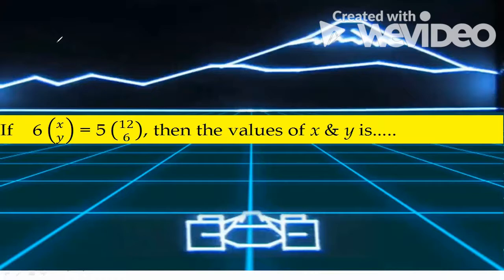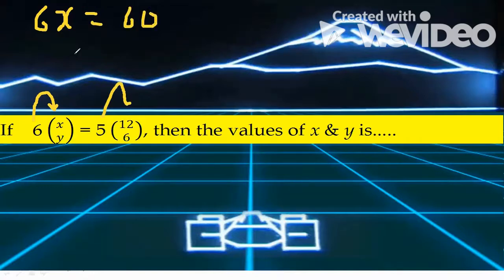All right, so first of all, we're going to say 6 times x is 6x, equal to 5 times 12, which is 60. And we're going to reduce that by dividing everything by 6. So x is equal to 10.